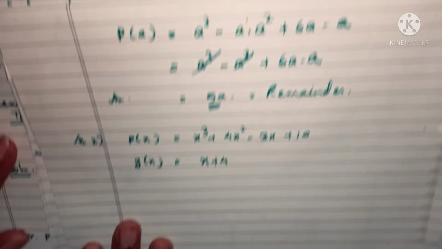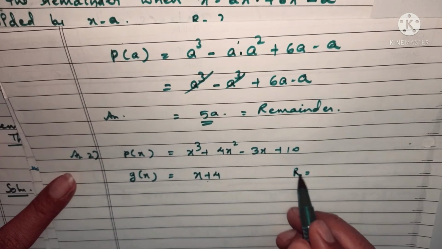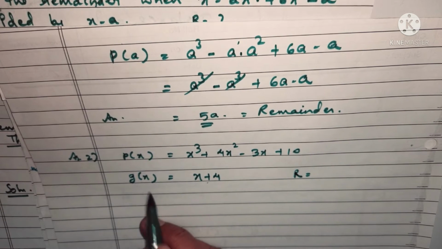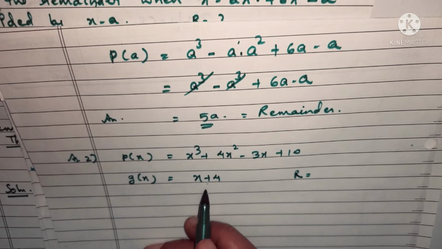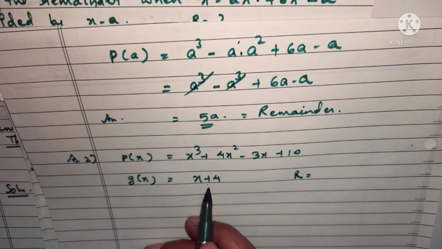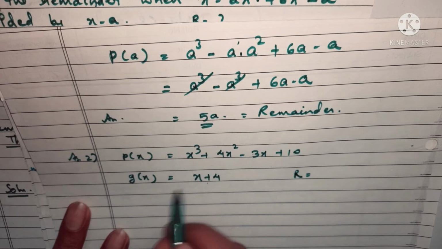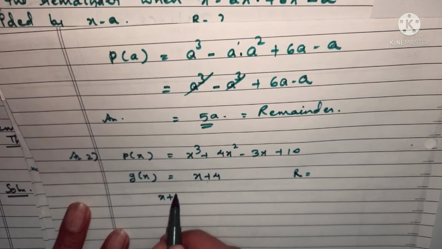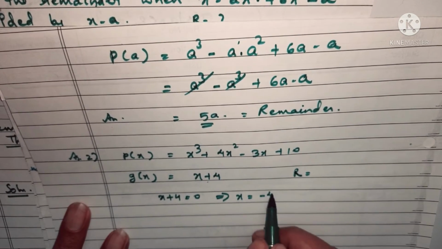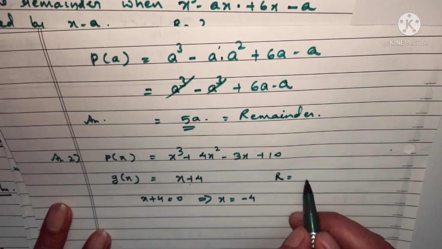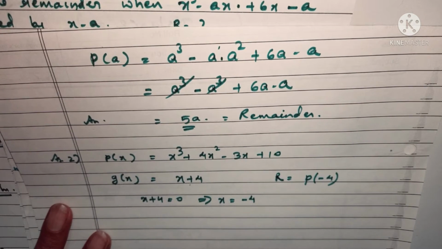Now to find the value of the remainder, first of all you are going to find the zero of this expression. So what will be the zero of this expression? Just equate it to 0. x plus 4 is equal to 0. It means x is equal to minus 4. It means your remainder will be P(minus 4). You got my point?